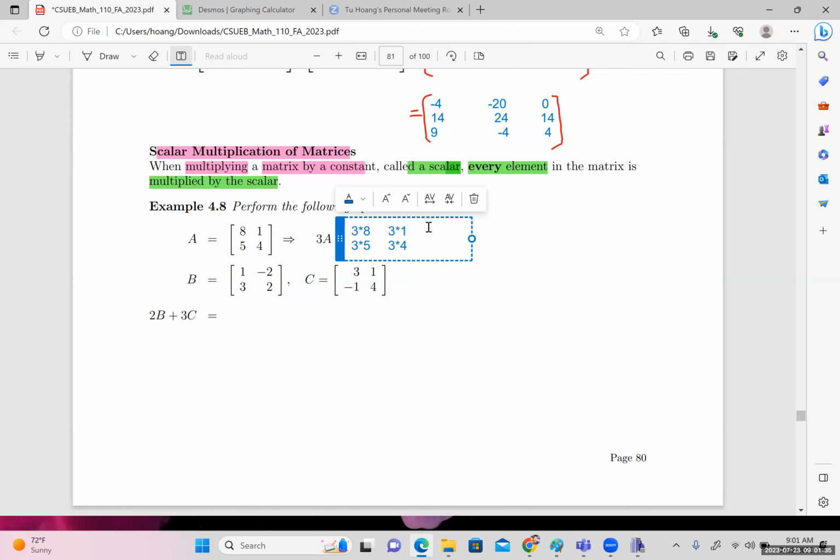3 times 8 is what? 3 times 8 will be 24. And then 3 times 1 is 3. 3 times 5, 15. 3 times 4, 12. Okay. So make the notation of a matrix, okay, with a box like this. So we have the answer as 24, 3, 15, 12, right?